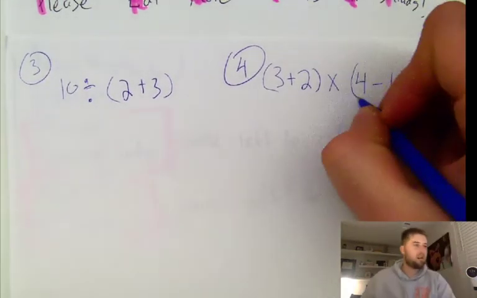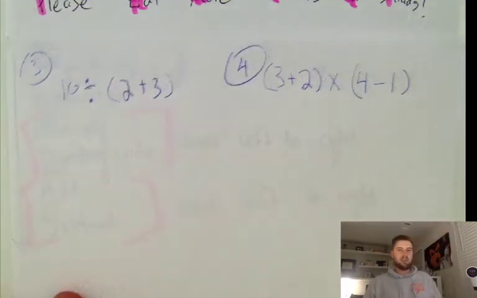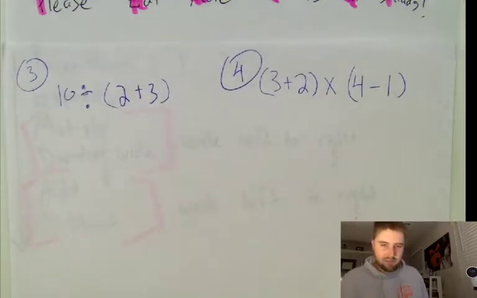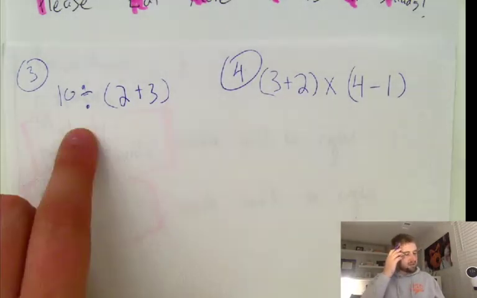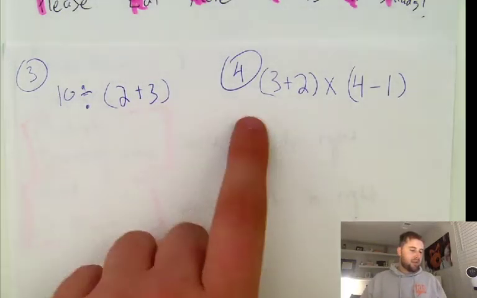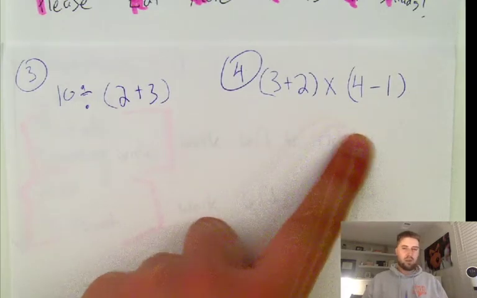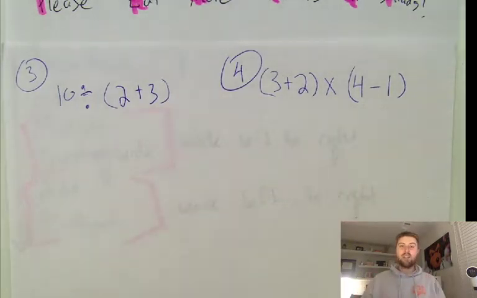All right, there are your 2 problems. Pause this video here after I read them to you, and then solve them, but I'll read them first. You have 10 divided by 2 plus 3, and then you have 3 plus 2 times 4 minus 1. Pause this here, solve these on your own, and then we'll come back together and take a look.